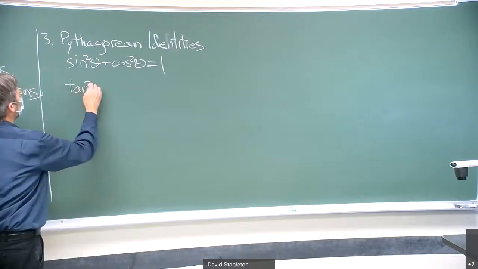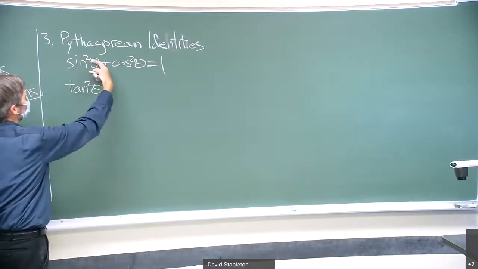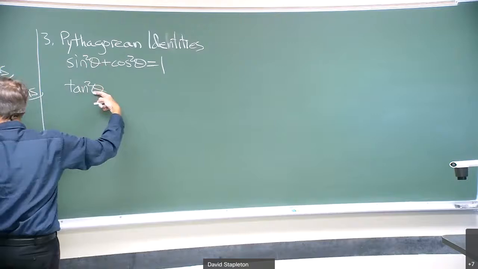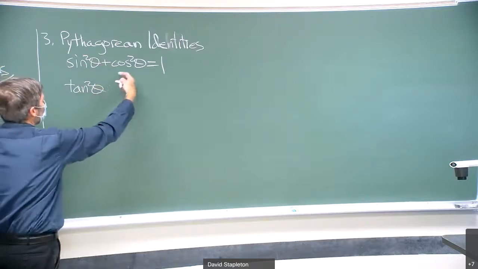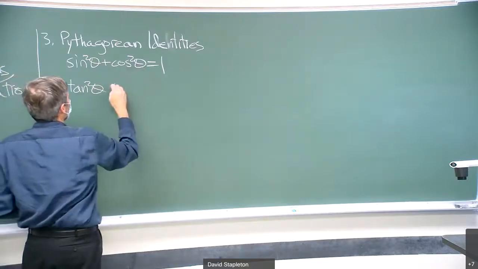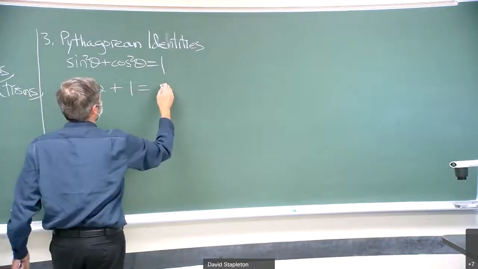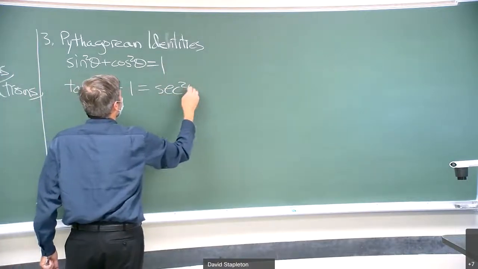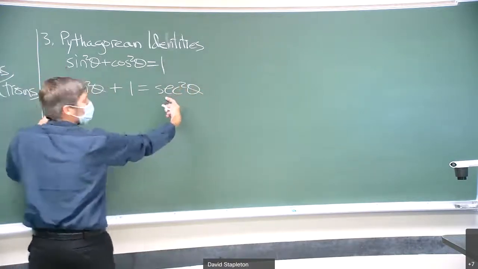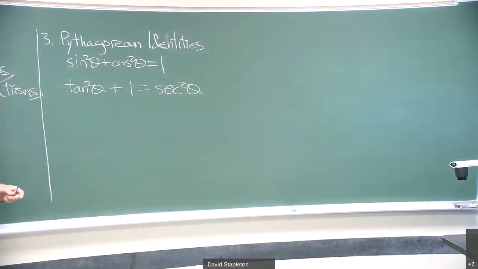Tangent squared, right? If I divide this by cosine squared, I get sine squared over cosine squared, from the quotient identity, as tangent squared. Cosine squared divided by cosine squared is 1. And 1 divided by cosine squared, by the reciprocal identity, is secant squared, right? So if you just divide this through by cosine squared, you get this one. That's how I could remember this one when I first learned this stuff. And it was hard to remember this one.